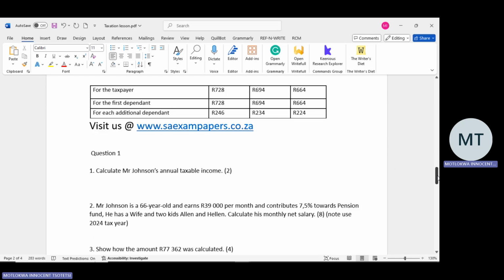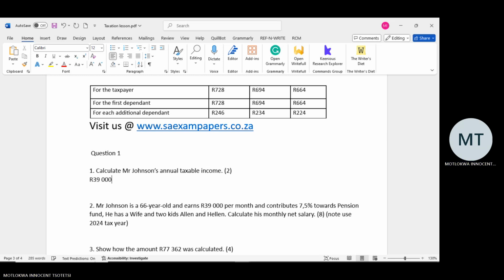Question one says, calculate Mr. Johnson's annual taxable income. As I've written here, Mr. Johnson earns a monthly taxable income of 39,000.